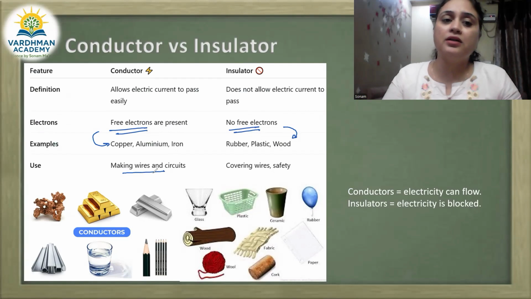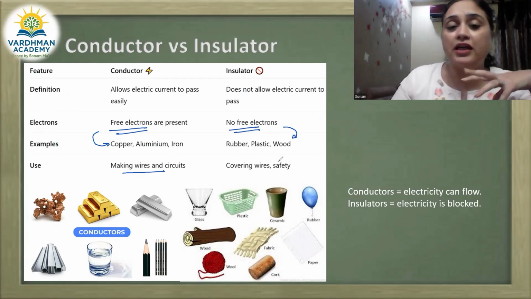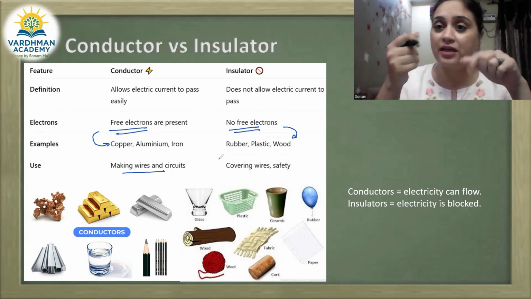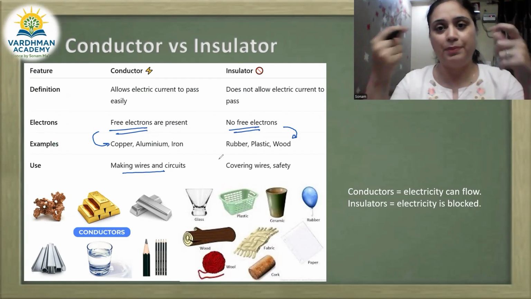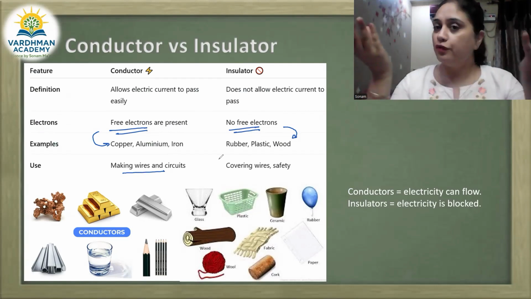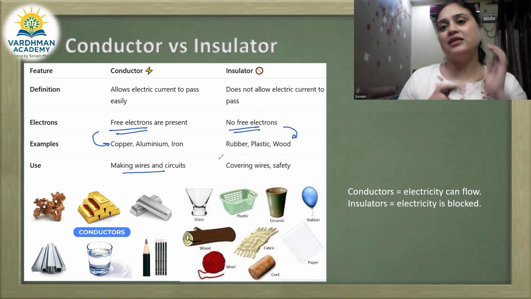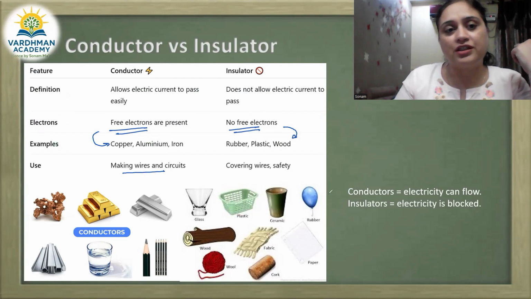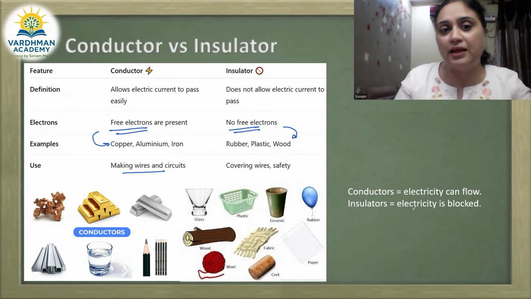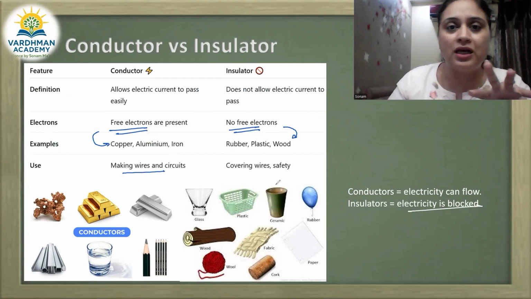How can you use conductors? We can use conductors by making wires and circuits. We can also use insulators so that the electric current must not flow out. So we can cover the wires with plastic and rubber for safety purposes. So insulators are equally important as conductors, right? So conductors allow the electricity to flow, whereas insulators basically block the electricity.